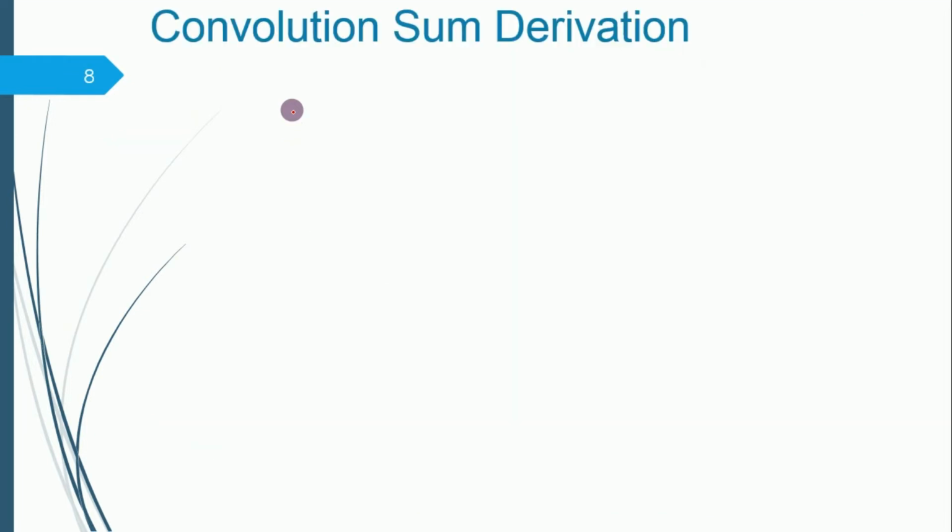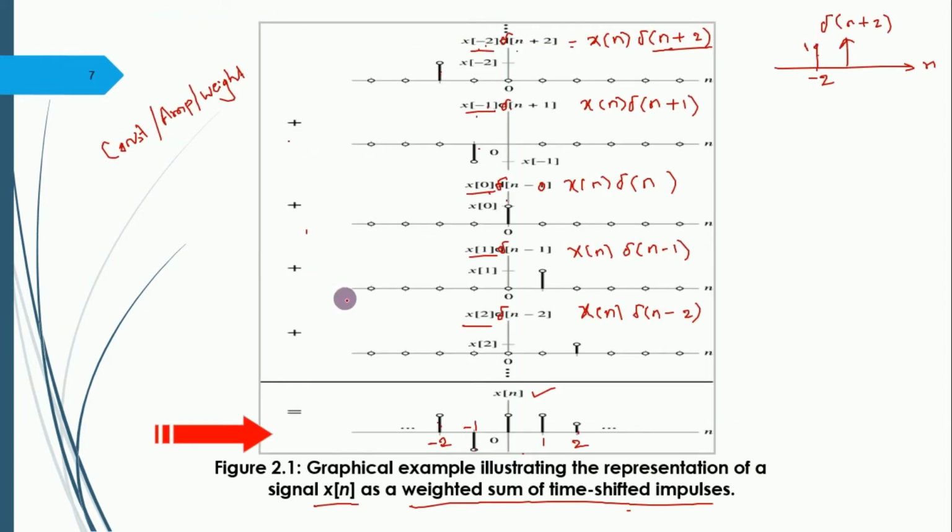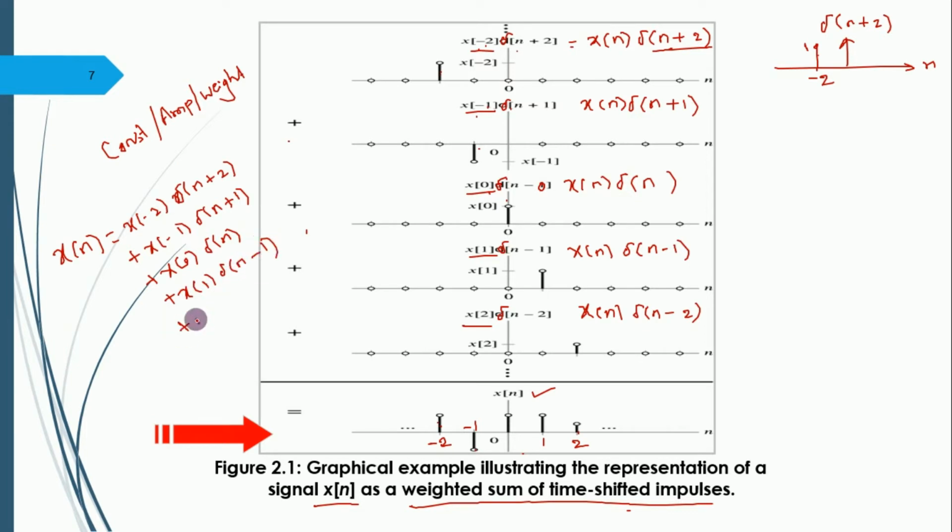Okay, so with this, I write the mathematical function for this. x of n is equal to what? I should add all these things. x of minus 2 delta of n plus 2, plus x of minus 1 delta of n plus 1, plus x of 0 delta of n, plus x of 1 delta of n minus 1, plus x of 2 delta of n minus 2.